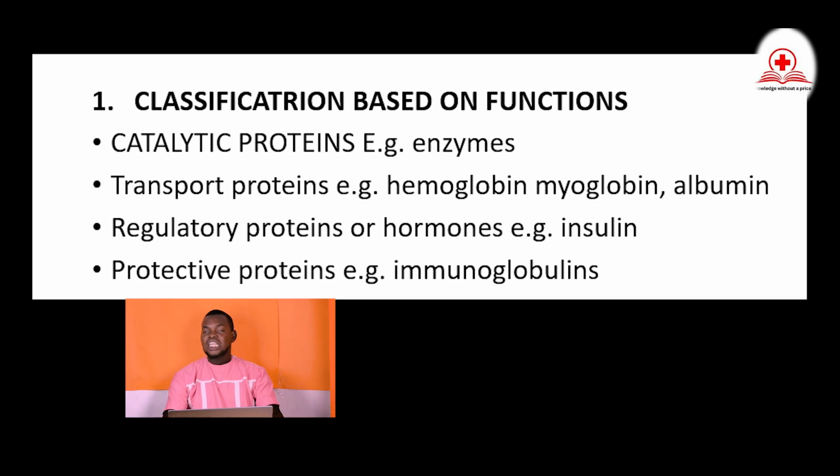Now, regulatory proteins include insulin. Regulatory proteins or hormones include insulin. Protective proteins include immunoglobulins. We'll talk about the proteins which aid in the build-up and the maintenance of our immune system. That is that about classification of proteins based on their functions.